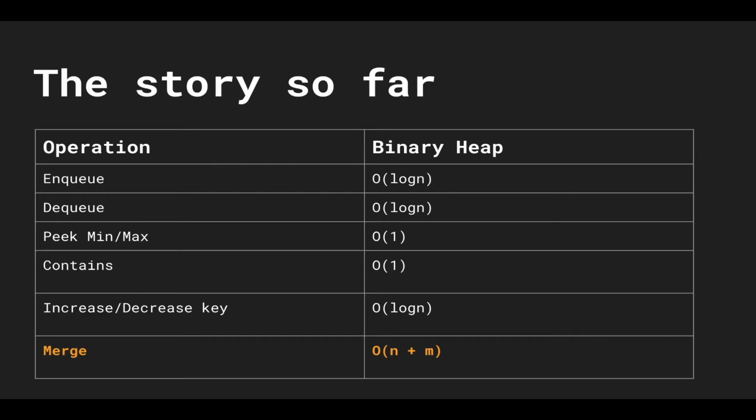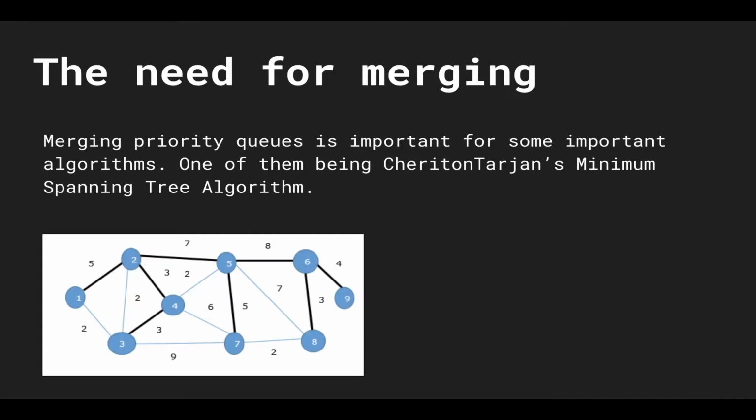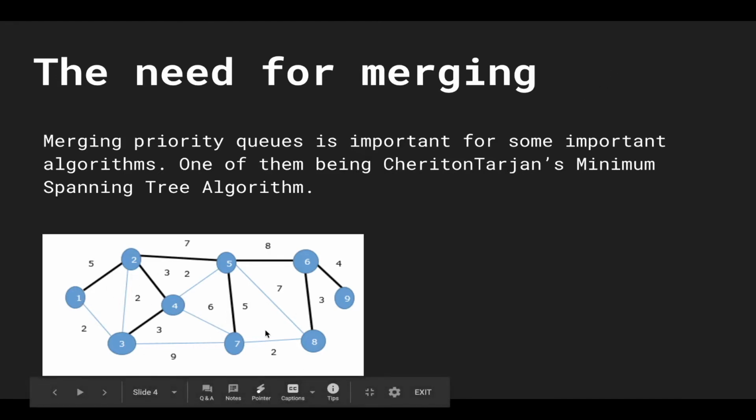methods. Another method that's quite important is merge, and for regular binary heaps, the runtime for that is O of n plus m, where n is the length of, let's say, your first heap, and m is the length of your second heap. The need for merging priority queues is quite important, and one example of where merging priority queues is used is in this minimum spanning tree algorithm with this name. I'm not gonna try pronouncing that because I'm gonna botch it. But in the minimum spanning tree algorithm, where we find a spanning tree for a specific graph, the merging operation for priority queues is very important.